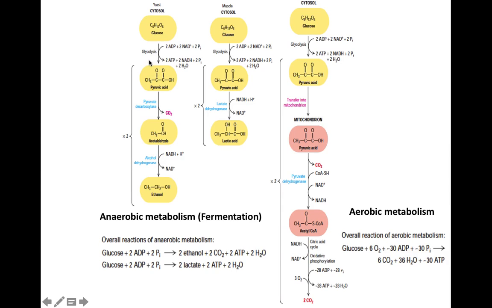Glycolysis inside the cytoplasm produces pyruvic acid. Pyruvic acid is converted into acetaldehyde by pyruvate decarboxylase. Acetaldehyde is converted into ethanol by alcohol dehydrogenase, and this is the ethanol that we get after fermentation in the sugar industry.